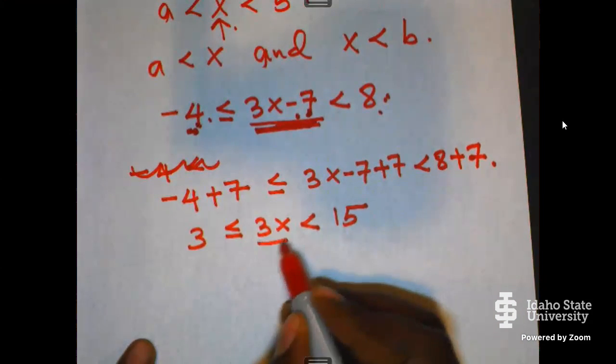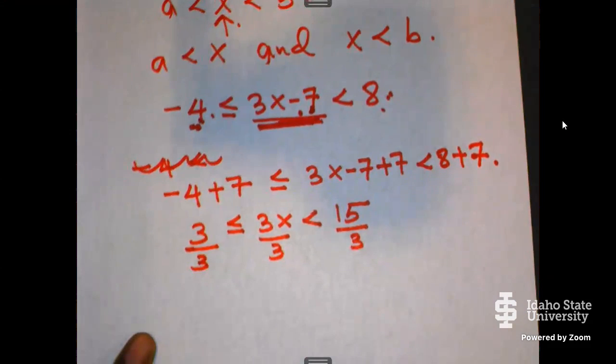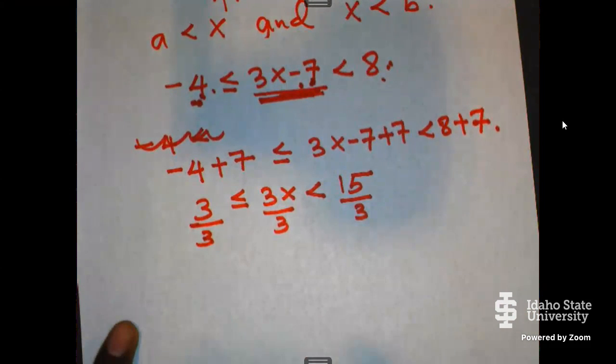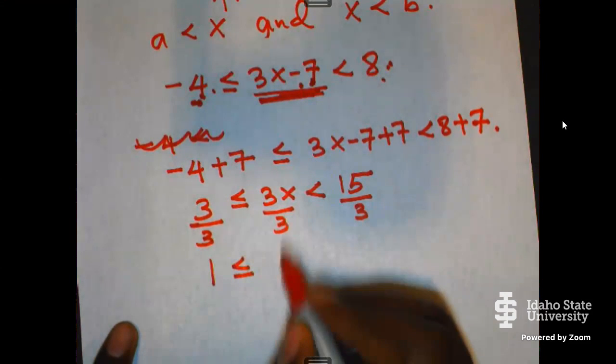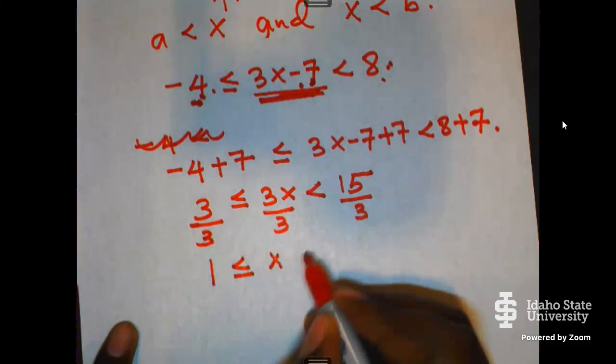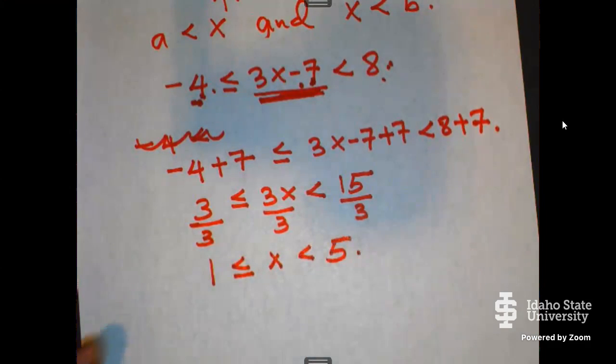So you divide here by 3, you also divide here by 3, and also you divide here by 3. So what will you get? So you get 1 less or equals to what? X less than 5.